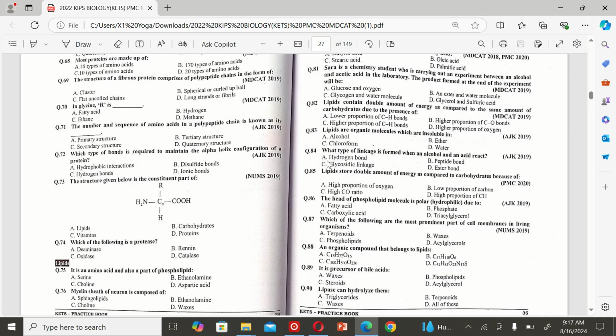The next MCQ is: what type of linkage is formed when an alcohol and an acid react? A. Hydrogen bond, B. Peptide bond, C. Glycosidic linkage, and D. Ester bond. The correct option is D, ester bond. The next MCQ is: lipids store double the amount of energy as compared to carbohydrates because of A. High proportion of oxygen, B. Lower proportion of carbon, C. High CO ratio, and D. High proportion of CH. The correct option is D.